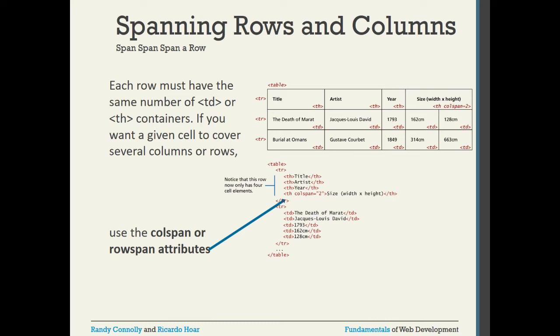One thing to remember is that each row must have the same number of TD or TH containers. But if you want to cover several columns and rows together, then you have an option called colspan, otherwise rowspan. Meaning, if you want to merge two columns together, a little bit bigger merging of the two columns.